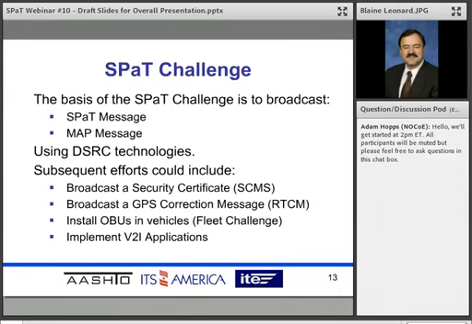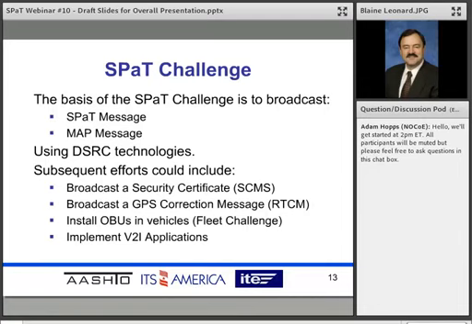As I indicated in the beginning, the basis of the SPaT Challenge is really to deploy DSRC units on the roadside and broadcast a SPaT and a map message. That's the essence of the challenge. And when you undertake the challenge, that's really what's required of you as an intent. But as I indicated, a lot of people are looking at what's next. What else can I do? What can I do beyond this?